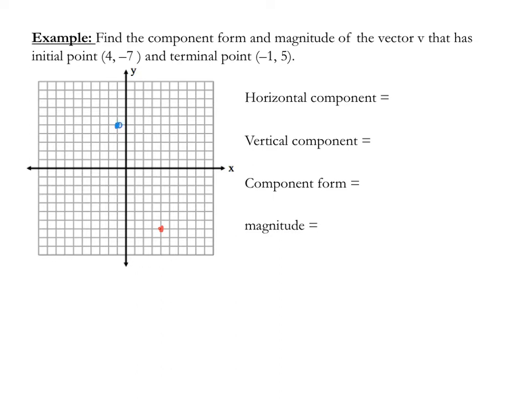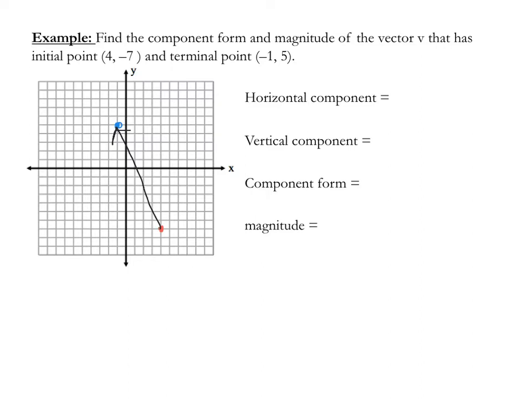So this is our vector right now. It's starting here and going to that point. We want to write this in component form, which means we would want to position it at the origin instead, which we're not physically going to move, but we need to really think about what the two components would be to get from the initial point to the terminal point.